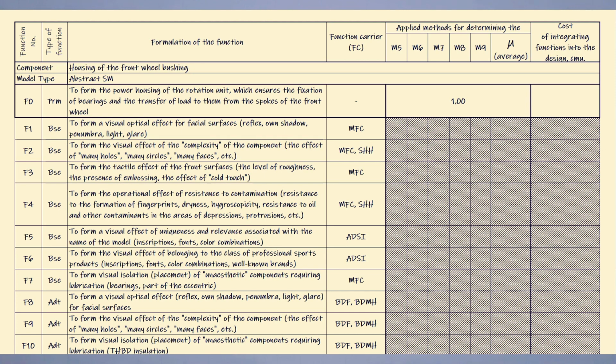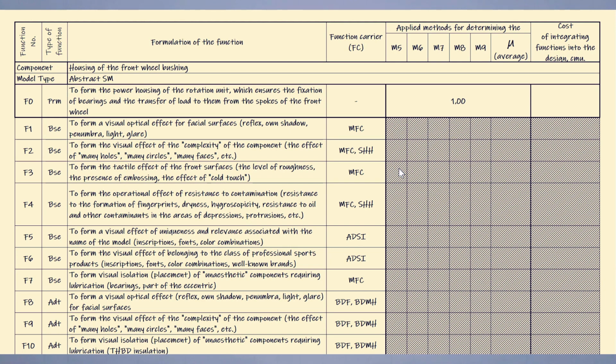Let us consider an example of the following aesthetic function: to form a visual optical effects for facial surfaces, reflex, shadow, penumbra, light, glare. And the next function: to form the visual effect of the complexity of the component, the effect of many holes, many circles, many faces, etc. Or next formulation: to form the tactile effect of the front surfaces, the level of roughness, the presence of embossing, the effect of cold touch of the front surfaces.